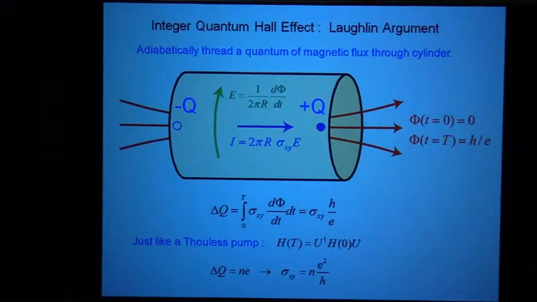Okay, and so in the process of turning the flux up from 0 to h over e, there is a net flow of charge from this end to this end, and you can calculate it just by integrating the current over time, and what you learn by doing that is that you just get sigma xy times h over e.